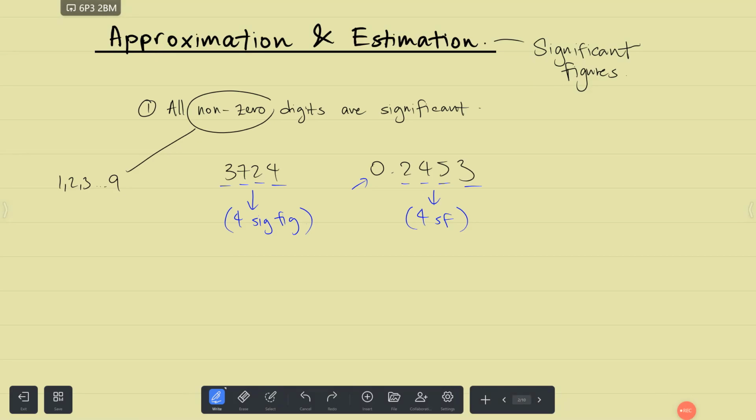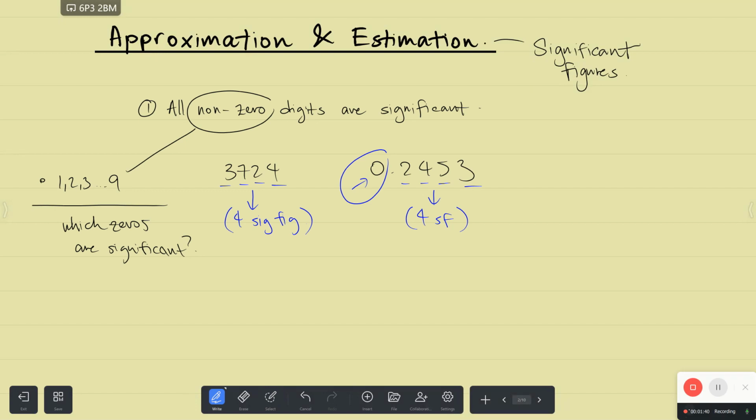So the only ones that we're going to be talking about are which zeros are significant. I sort of hinted at one on this particular page. Over here, this 0 will be one kind of 0 that we'll say is insignificant. But we're going to learn why and how we're going to define these significant figures.